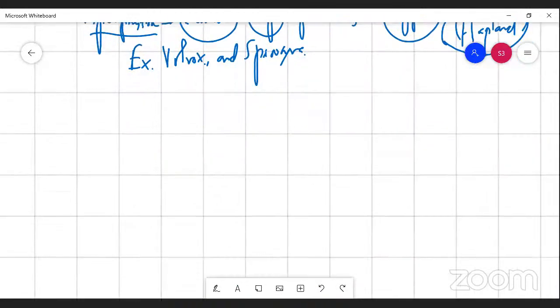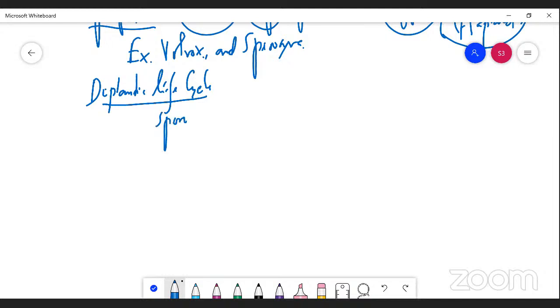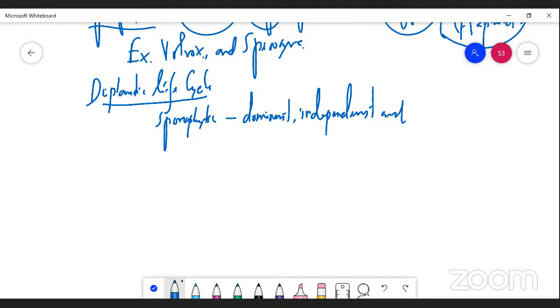Let me go to the second one, commonly called the diplontic life cycle. Correct? Diplontic life cycle. Here, the sporophyte is dominant, and is not only dominant but also independent and photosynthetic.